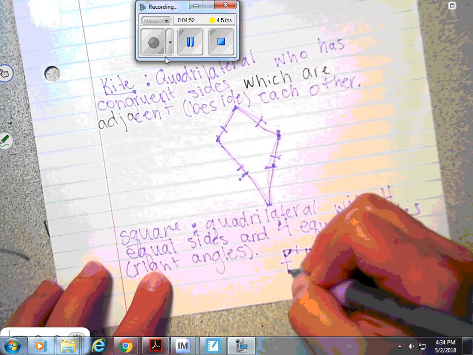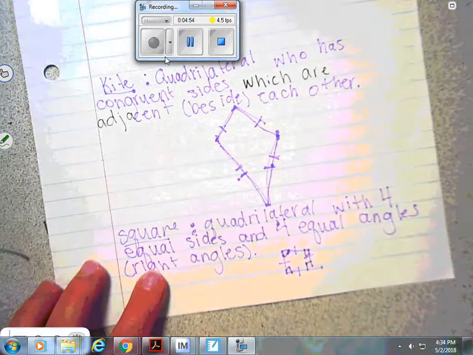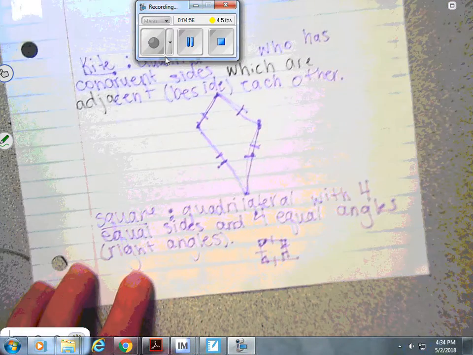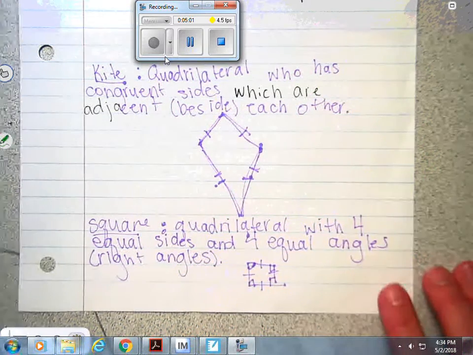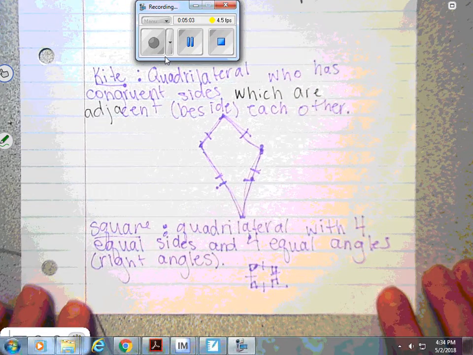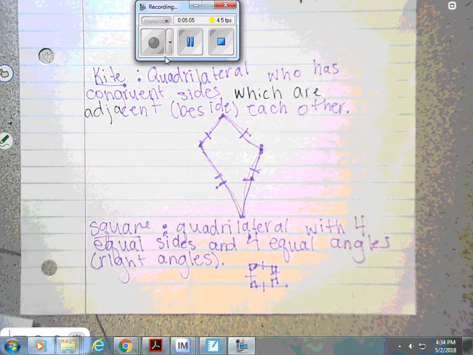Okay, so once you have all of these notes in your notebook, go to the next video where we will begin sorting these shapes.